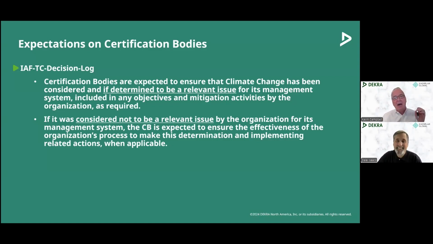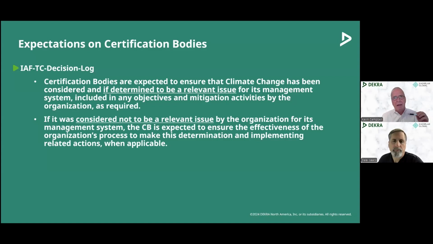So, I wanted to cover the IAF technical committee. A lot of the references here are going to be made for the guidance that they provided us in auditing. First, as certification bodies, DEKRA is a certification body, as Dale had covered in his second slide. We're required, and our colleagues are required, to ensure that climate change is determined, and this is the key in this slide, whether it's relevant or not. That's the requirement.